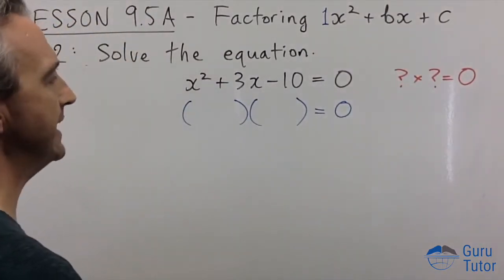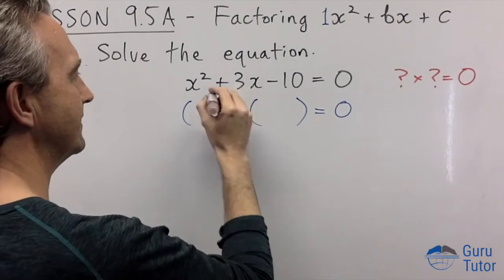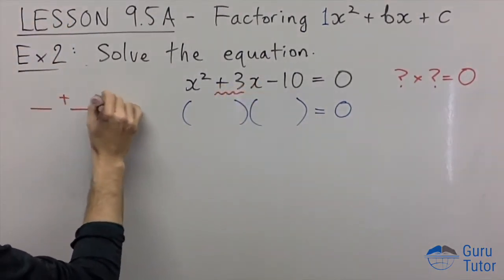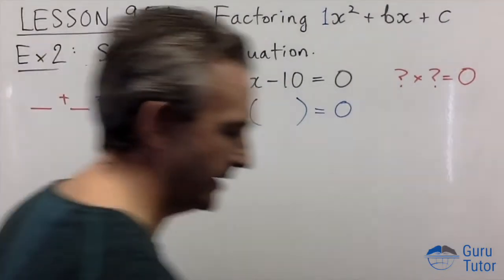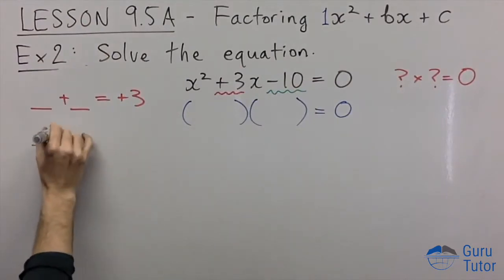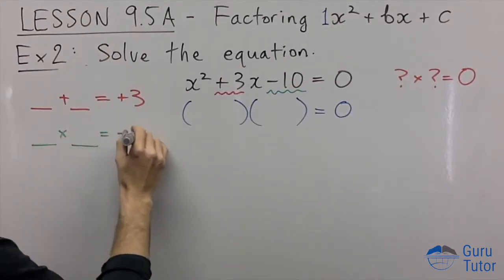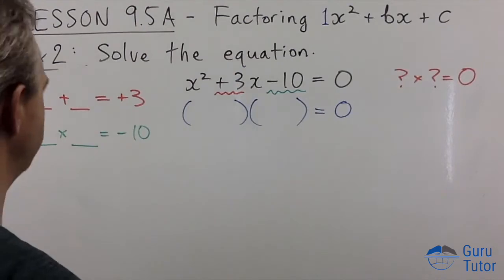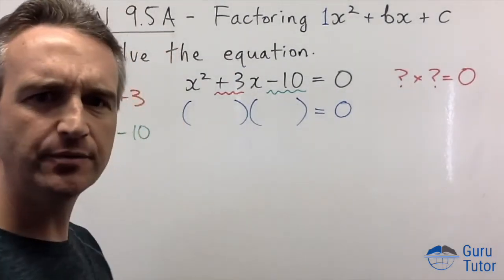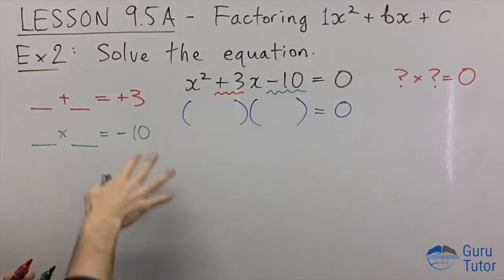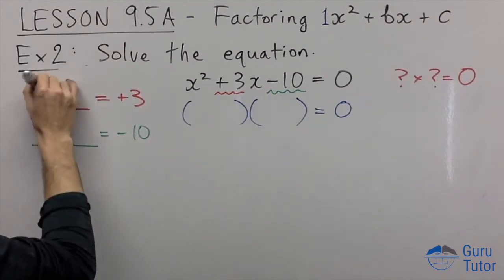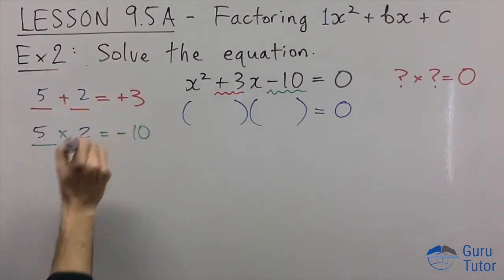We need two numbers that add to give plus 3. So something plus something must equal plus 3. And we need those same two numbers to multiply to give us negative 10. Okay, so let's go through this. Without guessing, we need two numbers that have a difference of 3 and can multiply to give 10. 5 and 2.